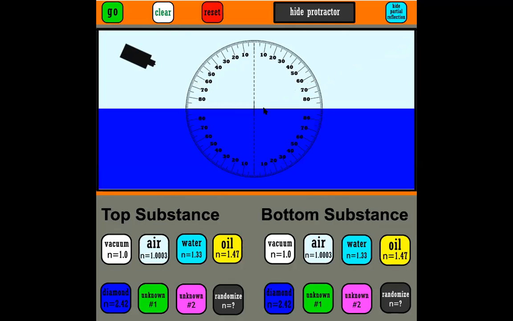If I make the bottom thing a diamond, right? The index of refraction is 2.4, so it's much slower. So we should have a much greater bend. And you can see we do. Now we're all the way down to a 20-degree bend. Okay. Any questions on this idea of refraction and index of refraction and how it affects how much there's going to be a bend?